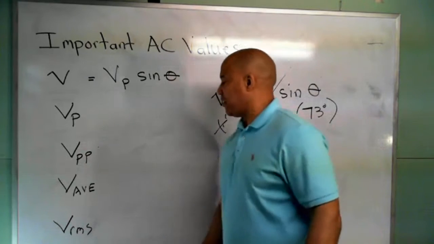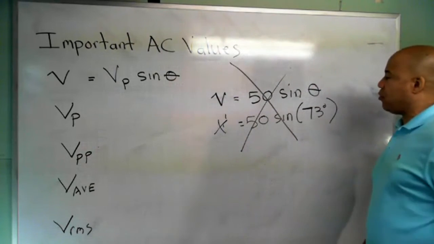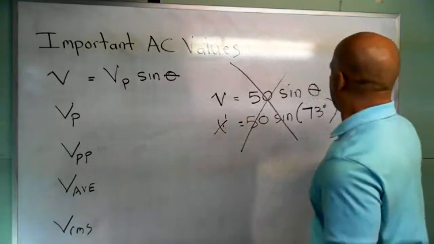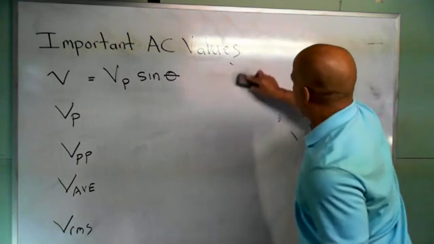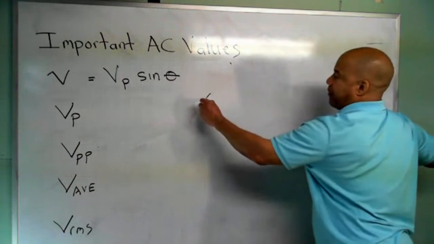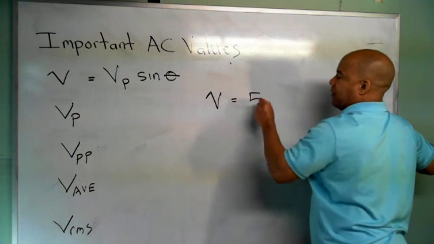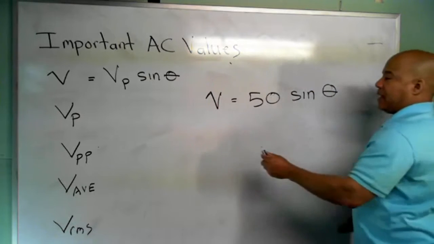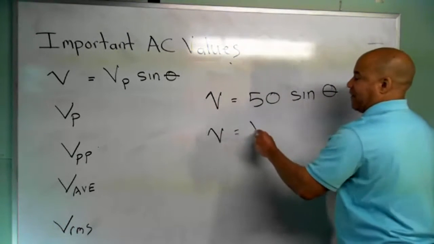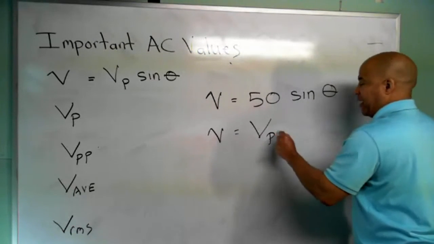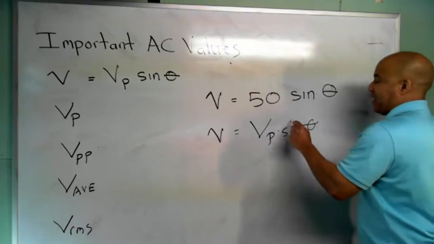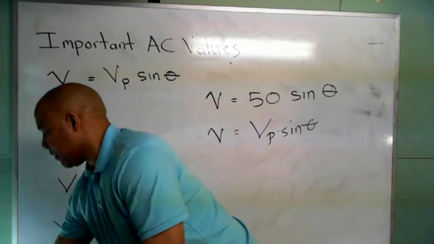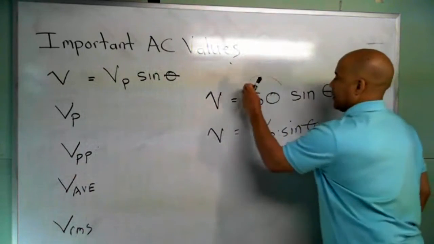And again, the average, the RMS value is what's important. But notice the way this was written, if I clean this back up, the way this was written was that script V, the instantaneous voltage, was 50 sine theta. Since we know that AC is VP sine theta, that means that 50 is the peak value. This is the peak value.